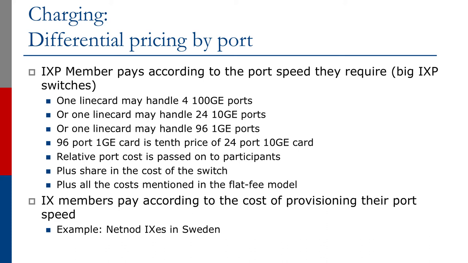The pricing of a 96 port 1 gig E card is probably 1/10 of the price of a 24 port 10 gig Ethernet. So the relative port cost is then passed on to the participants, plus a share in the cost of the switch chassis as well, plus all the costs mentioned in the flat fee model earlier. IX members will pay according to the cost of provisioning their port speed. An example of this might be the NetNod exchange points in Sweden.